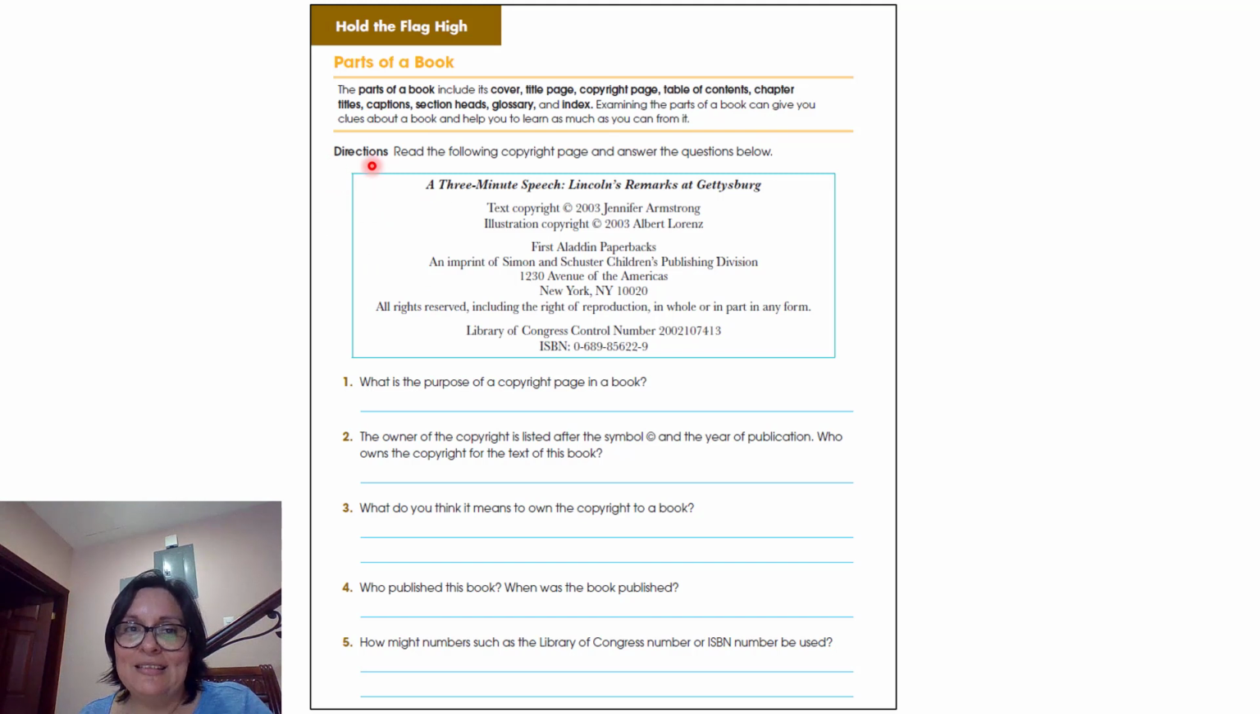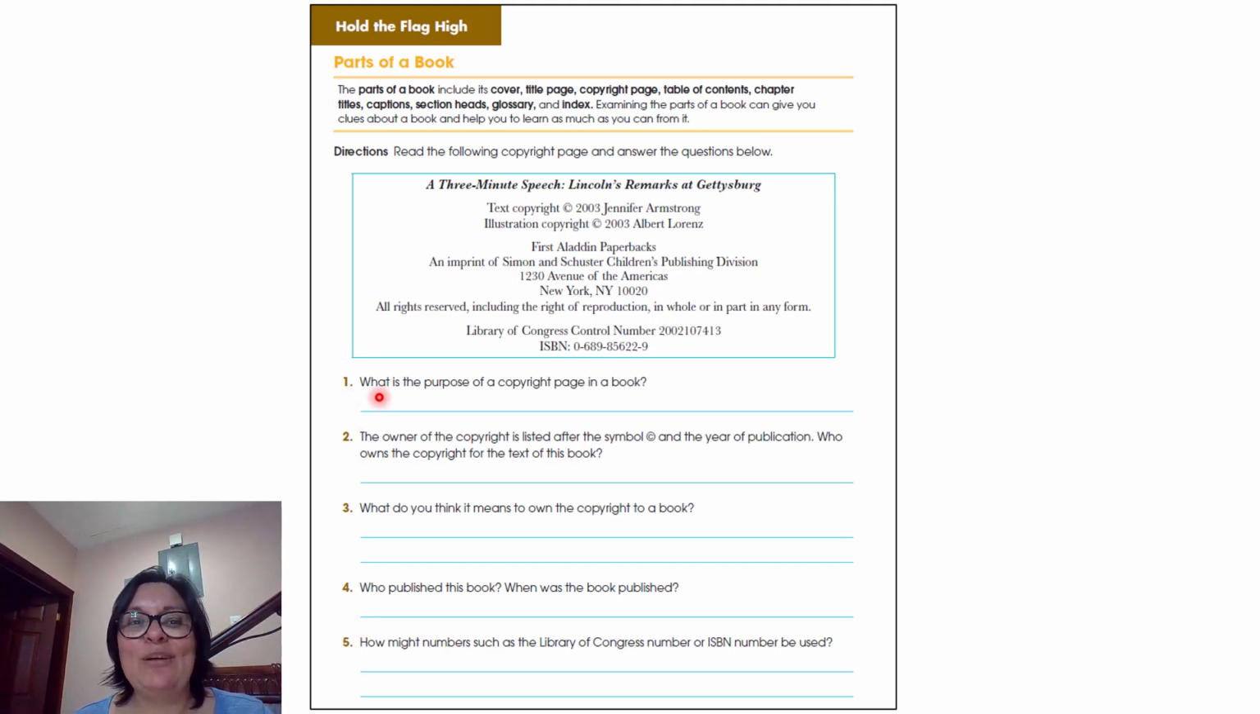So let's see the directions. Read the following copyright page and answer the questions below. Here you have an example of a copyright page. Look, this is an example of a copyright page of I don't know what book. And we are going to answer the questions that we have in here. If you paid attention to my explanation before, we are going to be able to answer these questions as fast as a what?